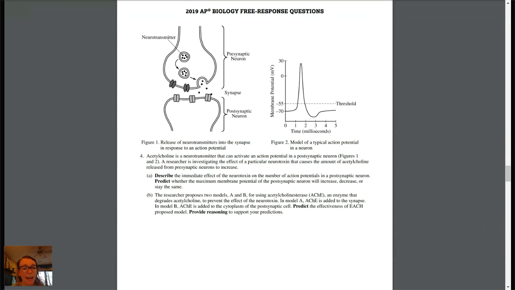So model A will be effective if you add acetylcholine esterase into the synapse. That is where acetylcholine is located. So you will see a decrease in acetylcholine, and that should be an effective treatment. Whereas model B will not be effective because if you throw acetylcholine esterase into the postsynaptic neuron, you will notice up there that acetylcholine never makes it into the postsynaptic neuron. It's just staying on the exterior. It's acting as that ligand for the ligand-gated ion channels. And so if you put it in there, it'll never see any acetylcholine. So that will not be a successful model.